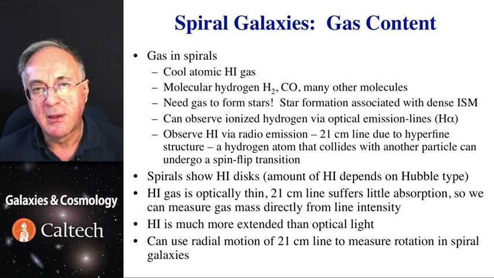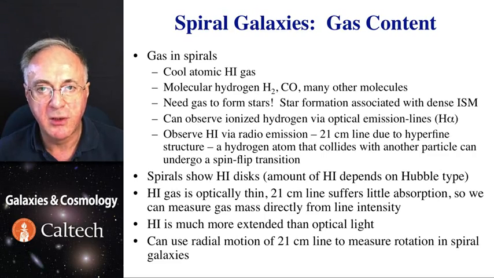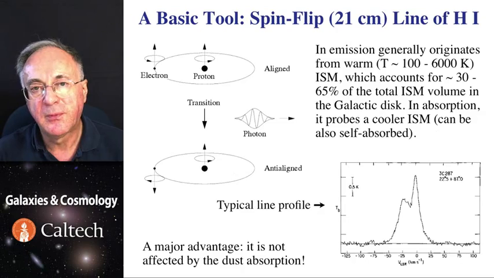But one important thing is that hydrogen disks extend further than the optical ones, sometimes by a substantial factor. And because this spin flip line is so sharp and well defined, it can be used as an excellent tracer of velocities of gas, including rotation of galaxies due to the Doppler shift.